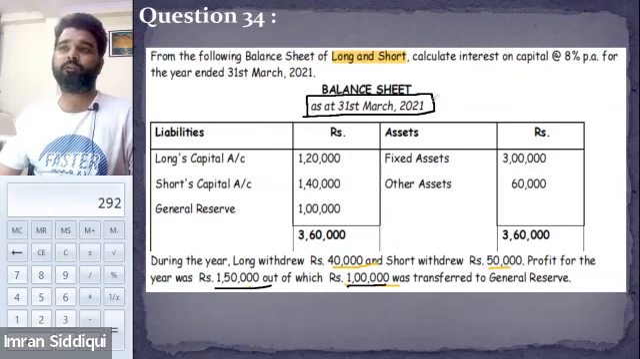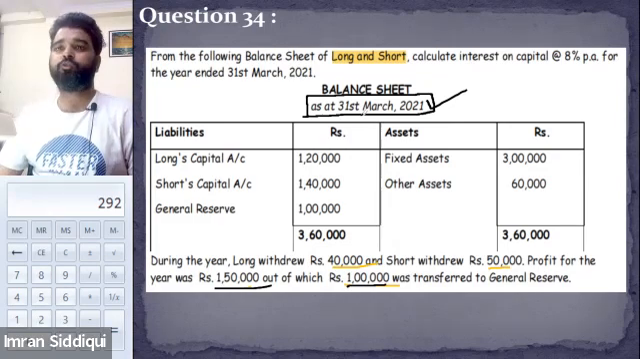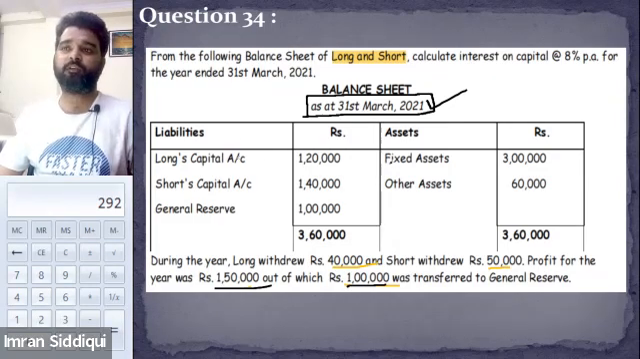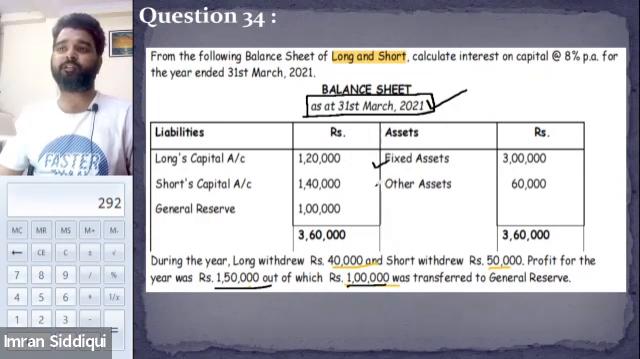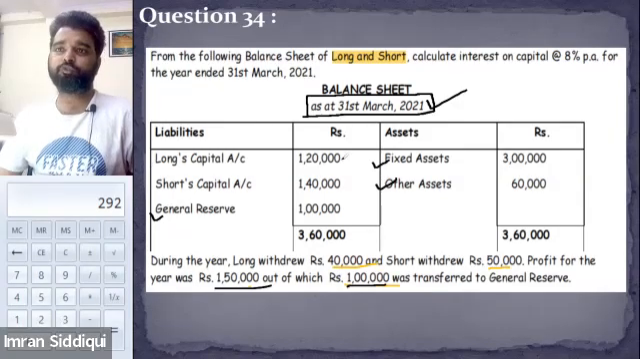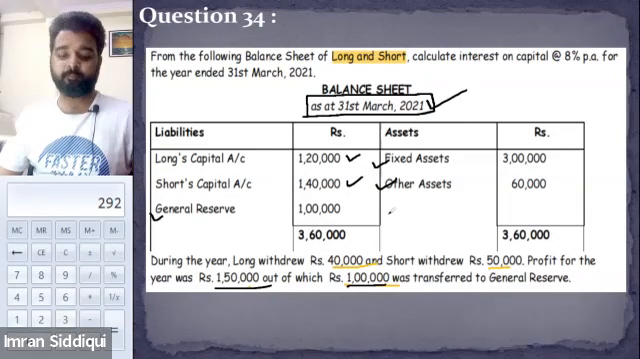That means the balance sheet contains the value of all the things at the last working day of the financial year. So everything that is shown in the balance sheet is the closing balance of the fixed asset, closing balance of the other asset, closing balance of the general reserve, closing balance of Long's and Short's capital account. So these are the closing capital balances and not the opening capital balances. Why? Because these are under the balance sheet.